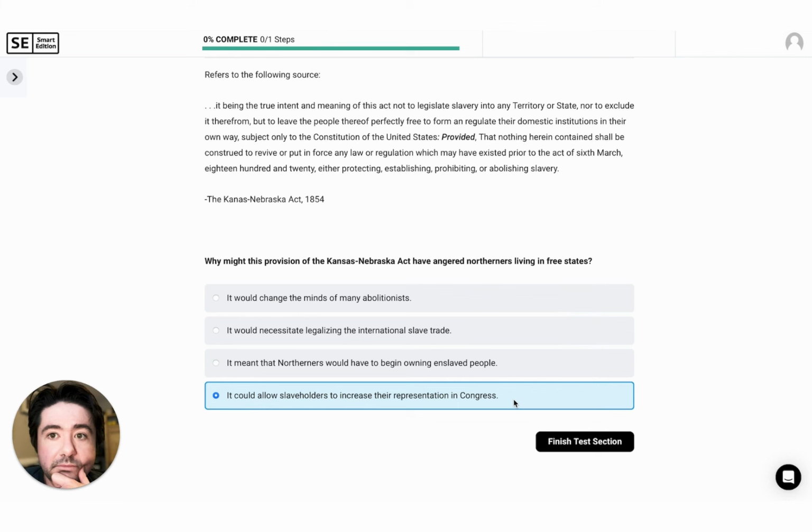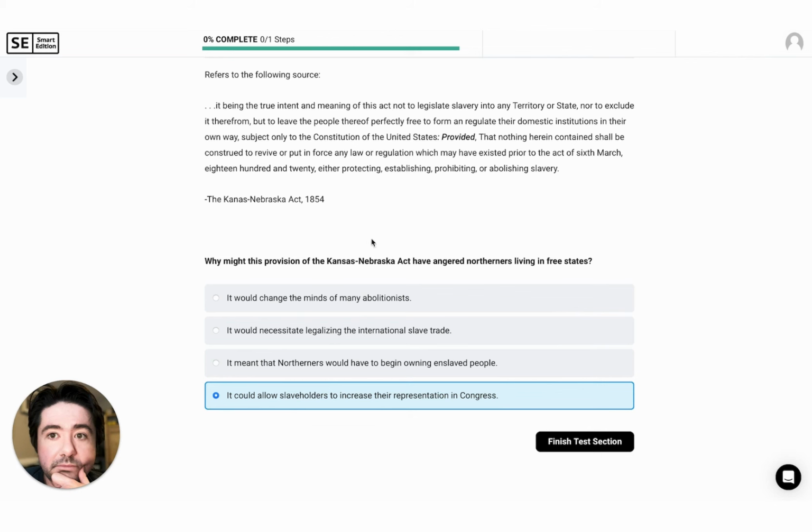So if either of these states had said they wanted to become slave states, that means there's more senators and representatives in Congress that are pro-slavery, and that would tip the balance of power from the northern states, which were free states, to the slave states in the South. Now, that's the history lesson. Where do we get this idea in the text?